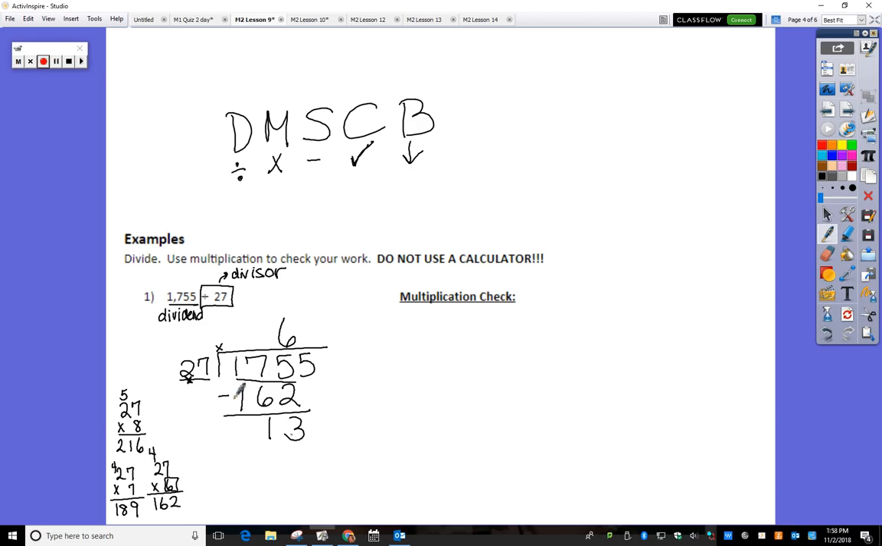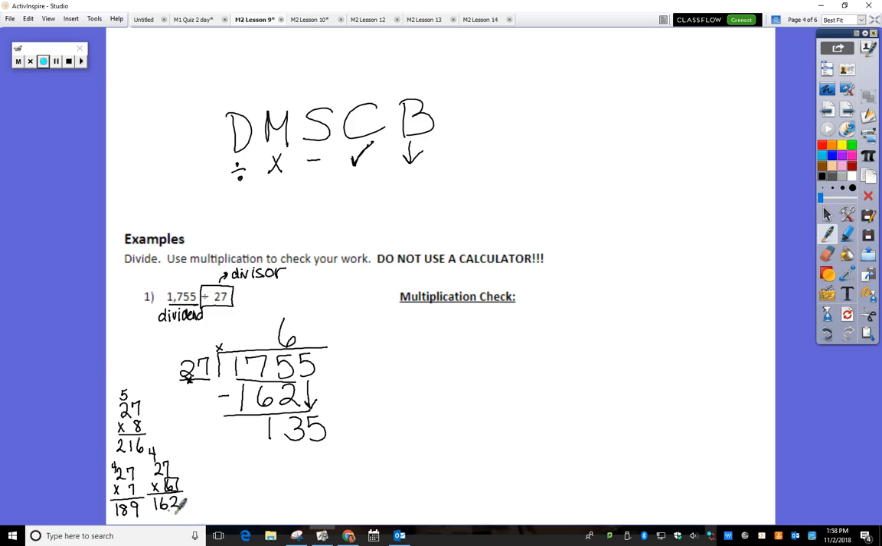But since 13 is less than 27, that means I'm good to go, which means I'm going to do my next step, which is to bring down. And I'm going to bring down the next number that's hanging out here, which is the 5. I now need to start the process back again by dividing. So I'm going to divide 27 into 135. To do that, I'm going to use multiplication.